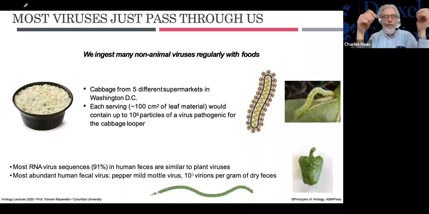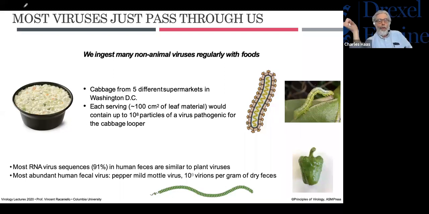If we examine viruses in our human waste, the large abundance of them are similar to plant viruses. And in fact, the virus that's called the pepper mild mottle virus, that infects peppers, which are a portion of our diet, can occur up to 10 to the ninth per gram of dry fecal material. So it can be extremely abundant.